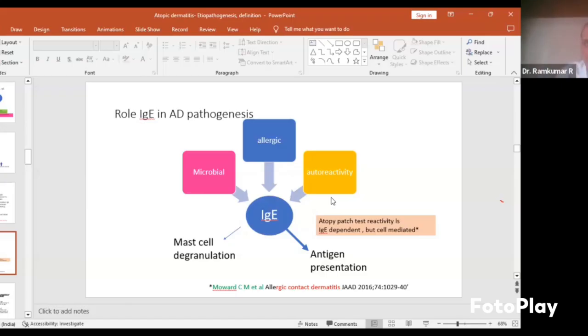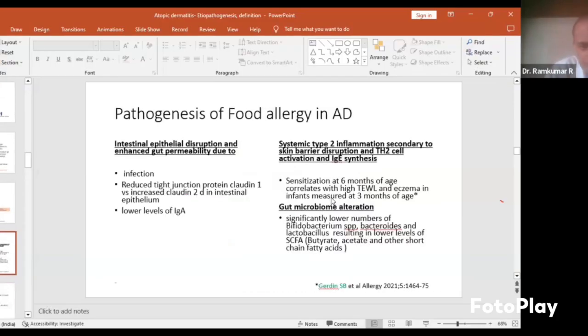So that can be a cross reaction to some antigen present in a commensal organism like Malassezia or Aspergillus, and then it can cross react with some human protein. This is called autoreactivity.